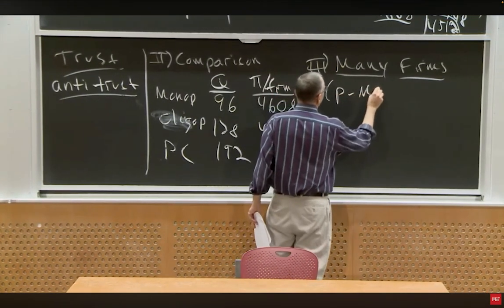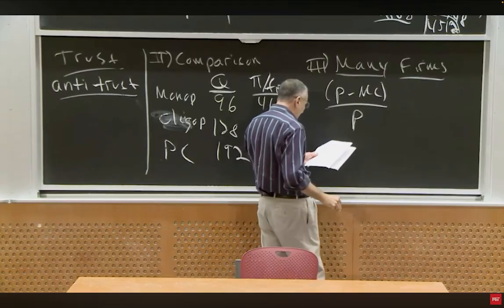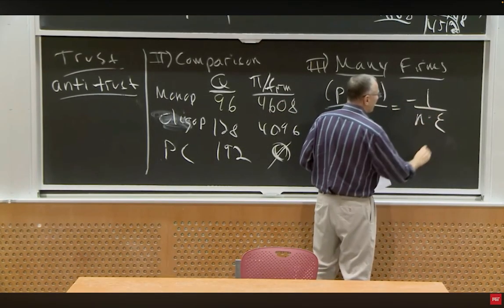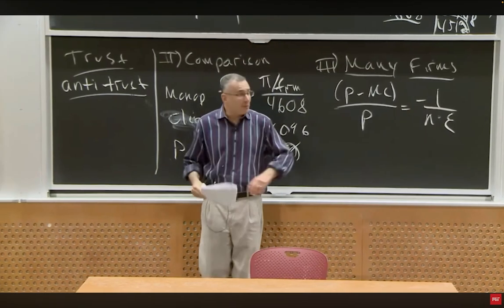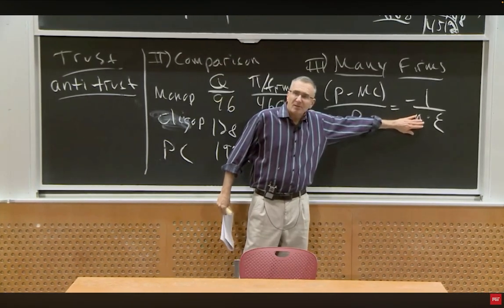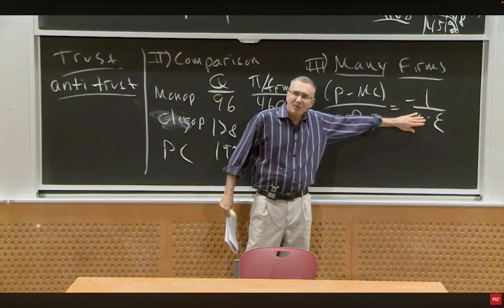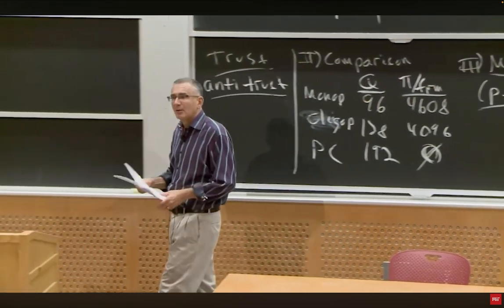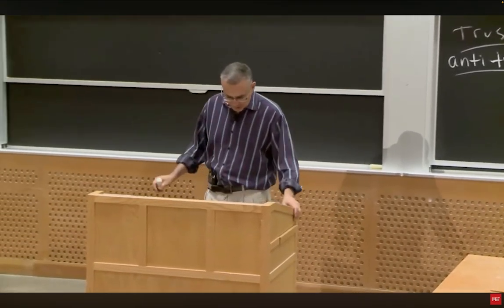The markup that you get in an oligopolistic market is minus 1 over n times epsilon, the elasticity of demand. Remember, the markup for monopolies was this without the n. You were tested on that last night. That was the markup for monopoly. When you add oligopoly, all you do is add the n to that denominator. All you do is add the n to that denominator.